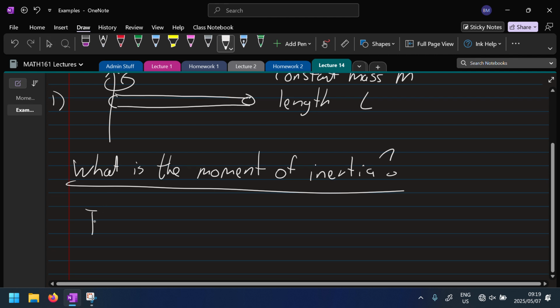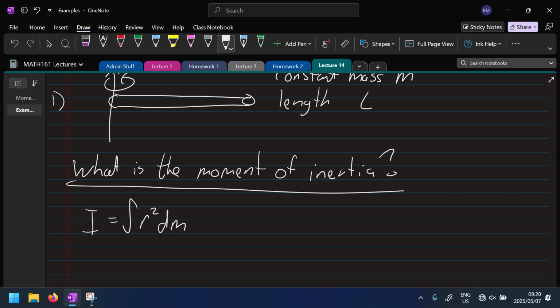So we're going to have I is equal to the integral r squared dm. Okay, so let's say we forgot the formulas and we don't know how to look for them. We're going to start from here. Now we know that this is a constant mass rod, metal rod, stick, whatever. What is dm going to be? Well, we know the density is constant. So we know lambda is going to be m over L.